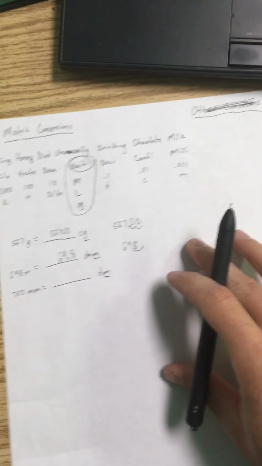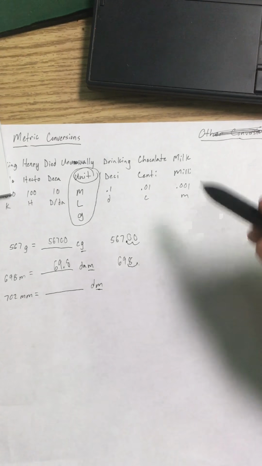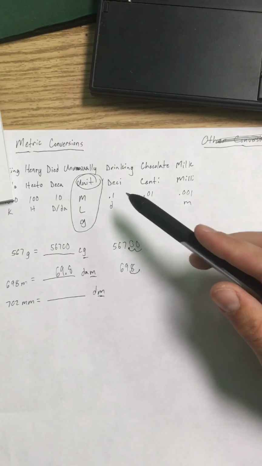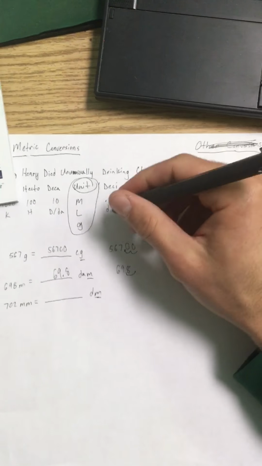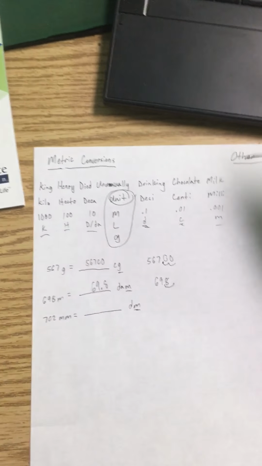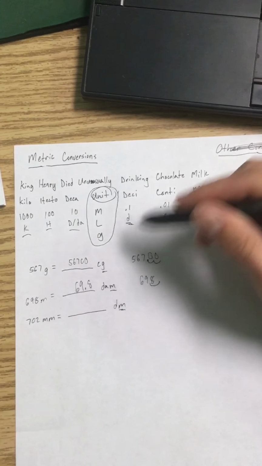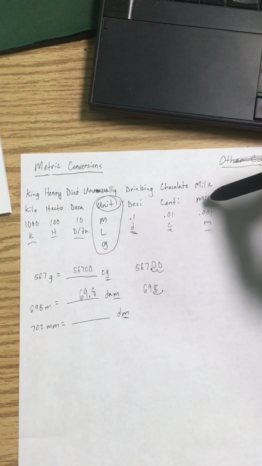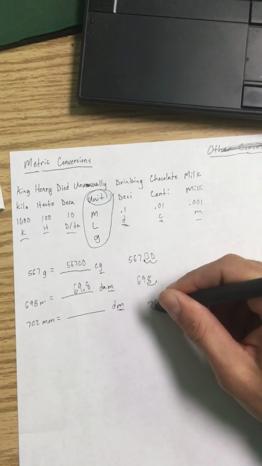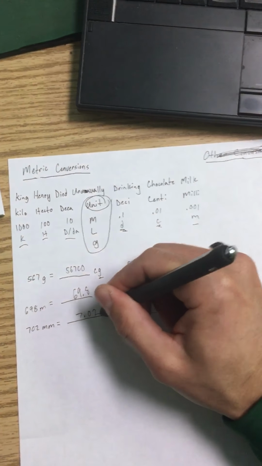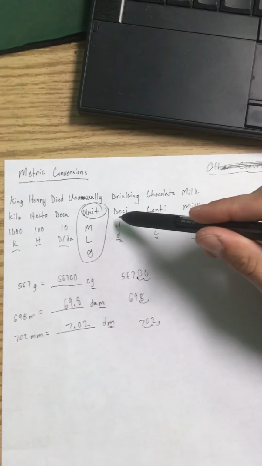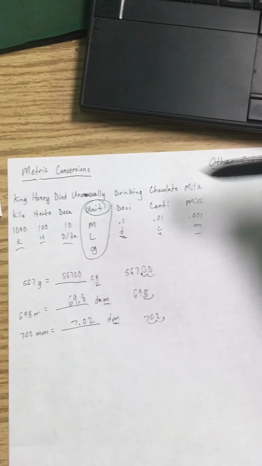Next, we have 702 mm. That stands for millimeters right here. And we're going to dm, which stands for decimeter, because these are your symbols of the prefixes. All these right here are your symbols. So dm is decimeter, so you're going to deci. So 1, 2 to the left. The decimal place is behind the 2. 1, 2 to the left, so you get 7.02.